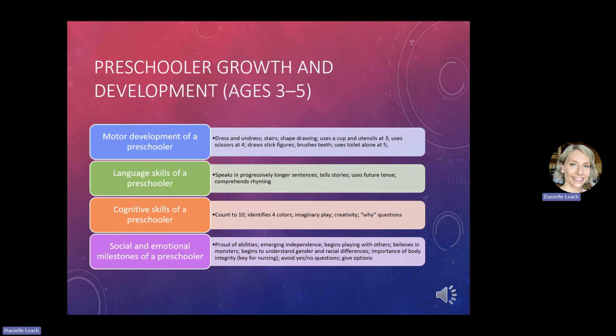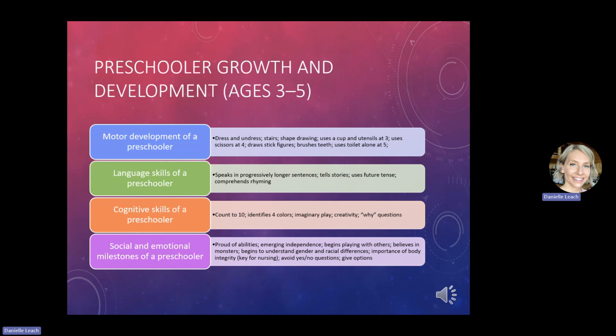They can start to use safety scissors around age 4. They start to draw people. They are stick figures. Later, they will draw them with bodies, but around age 4, stick figures. They can start to brush their own teeth and go to the toilet without any assistance around age 5.